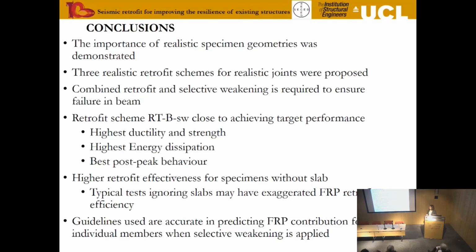And we do worry, in a way, about this higher retrofit effectiveness for specimens without slab, and the fact that they have been used in the past to calibrate codes, guidance. But if you weaken the slab, you can actually use the guidance that is in existence to design the FRP. So that's the positive thing of it. Perception-wise, weakening stuff is a bit more tricky.